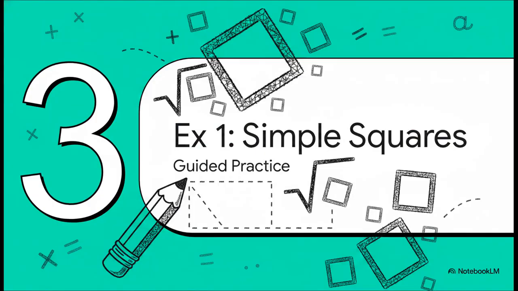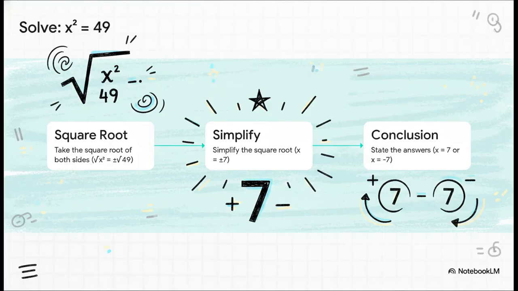Section 3. Example 1. Simple squares. Let's do a little guided practice. So let's solve x squared equals 49 together. Step 1. Because the x squared is already isolated, we just take the square root of both sides. The square root of x squared is just x, and on the other side we write plus or minus the square root of 49.